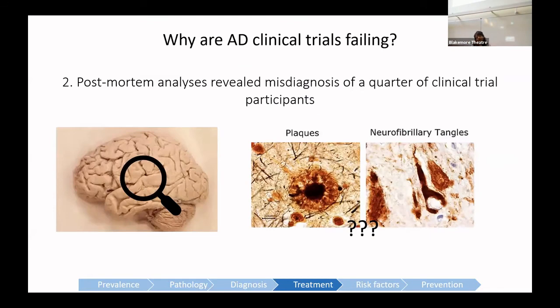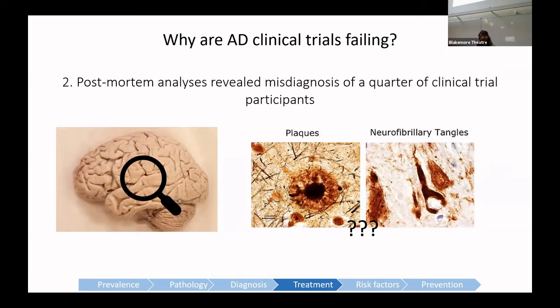The second thing that I wanted to talk about is misdiagnosis. In Alzheimer's disease clinical trials, there was a study that went back to pool some of these trials together. Once the participants of the trials had died, they performed a post-mortem analysis of the brain to look at the pathology.